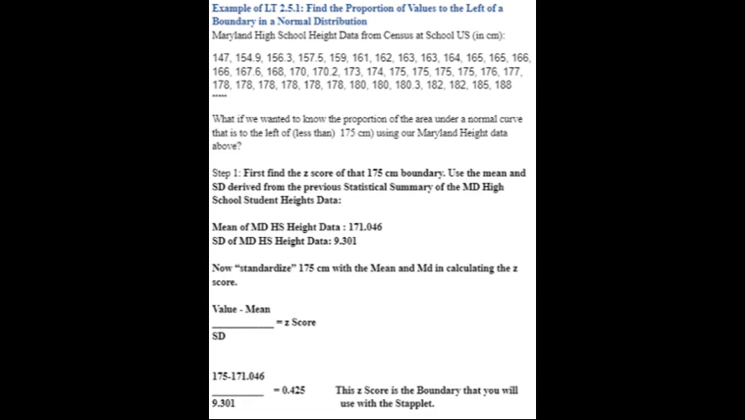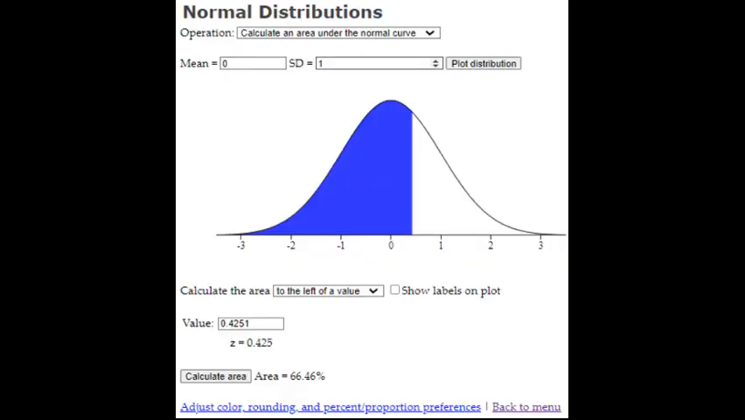Here the example asks what proportion under the normal curve of the Maryland height data is to the left of, or less than, 175 centimeters. To establish the boundary or z-score for 175 centimeters, use the previously calculated mean of 171.046 and the standard deviation of 9.301. Take the value of 175 minus the mean of 171.046 and then divide by the standard deviation of 9.301, which yields a z-score of 0.425. This will then be plugged into the Statlet to find a proportion to the left of the calculated 0.425 z-score boundary.